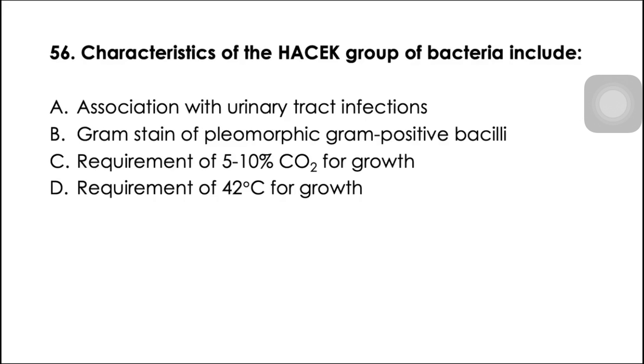Number 56, characteristics of the HACEK group of bacteria includes. So these bacteria are associated with endocarditis. They are fastidious organisms. So these are your Haemophilus, Aggregatibacter, we have your Cardiobacterium, Eikenella, and Kingella. Okay, so one of their characteristics nga po being fastidious, they require 5 to 10% carbon dioxide for growth.